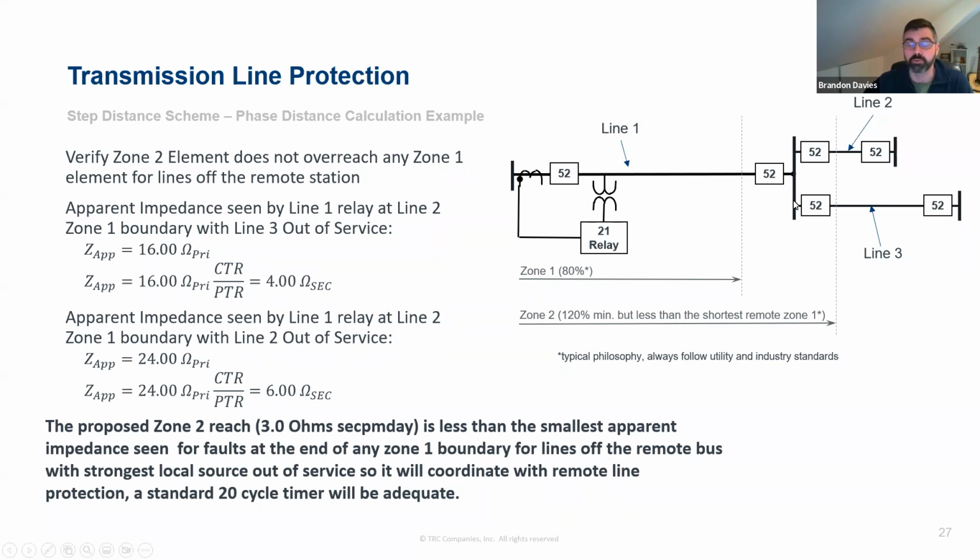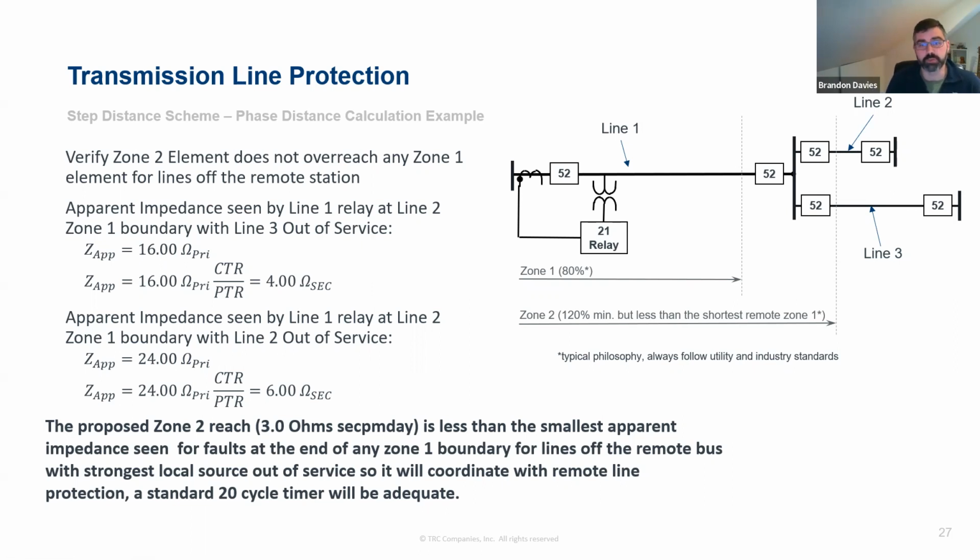So typically what we'll do is try to think of the worst case single contingency, which is taking one of these lines out, and then do the evaluation to see where the zone 2 boundary is compared to the zone 1 boundary of the other line. So there's a couple ways to do this.